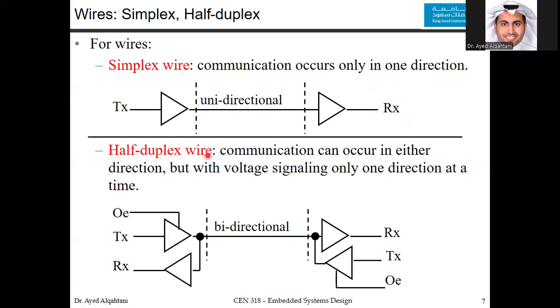For the half duplex wire, we actually discussed this when we talked about the GPIO. Now the communication can occur in either direction. So here you have an output enable, and this unit will be the transmitter this way, and the other one should be the receiver. Now, if you want the other direction, of course this one will be disabled, and the output enable will make this buffer enabled. This one will be the transmitter, and the other one would be the receiver.